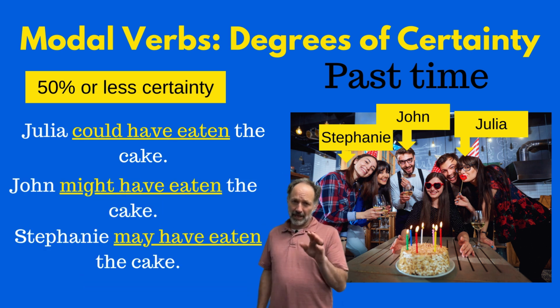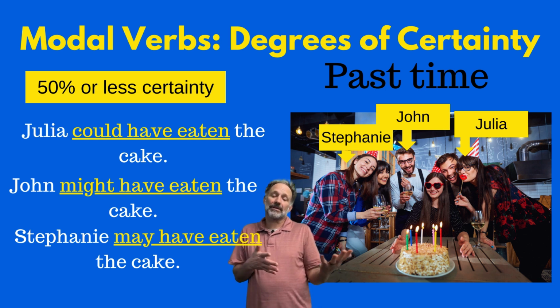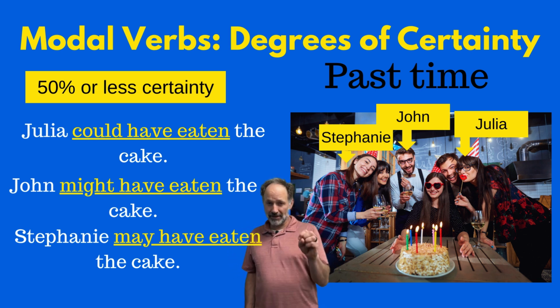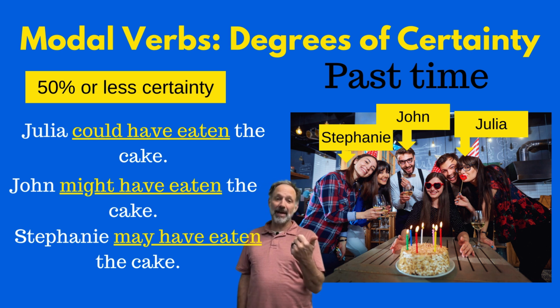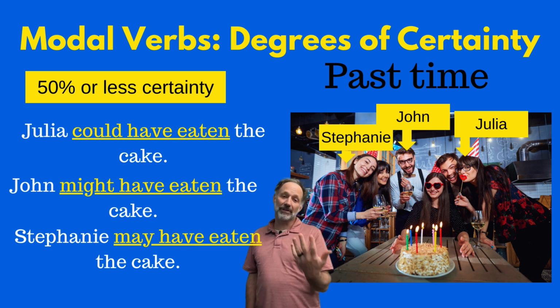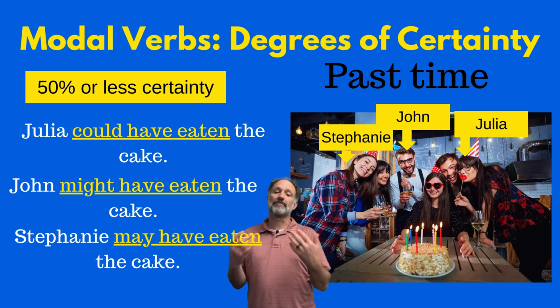I have these three options for 50% or less than 50% certainty about a past event. We have may have plus the past participle, like Julia or Stephanie may have eaten the cake. We have could have, or we also have might have.